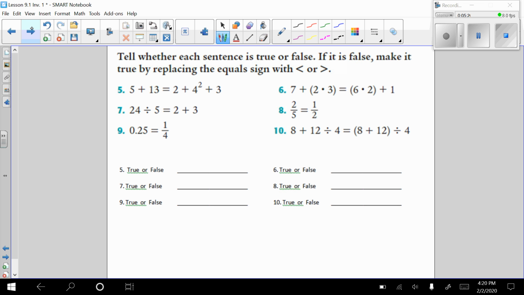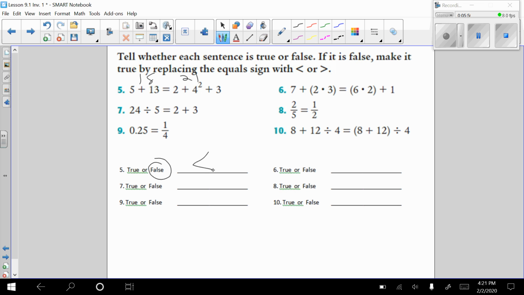Well, first we have to decide, 5 plus 13, that's 18. So we can put an 18 up here. And 2 plus 4 squared plus 3, following PEMDAS, make sure I do the 4 squared first, which is 16, plus the 2, which is 18, plus 3 would give me 21. We know that this is a false statement because 18 does not equal 21, and I could change the equal sign to a less than sign.